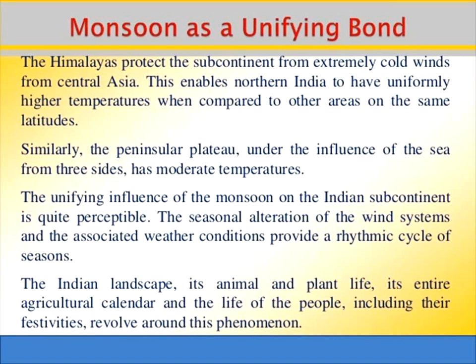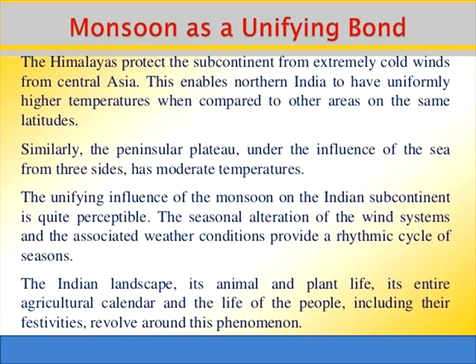Okay, and next is monsoon as a unifying bond. The Himalayas protect the subcontinent from extremely cold winds from Central Asia. This enables northern India to have uniformly higher temperature when compared to other areas of the same latitude. The Peninsula Plateau, under the influence of the sea from three sides, has moderate temperature.